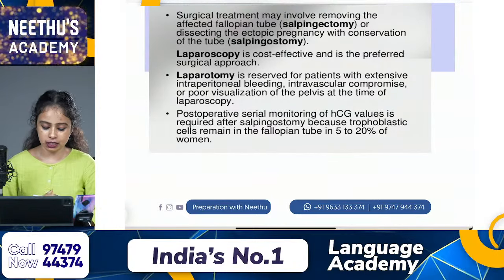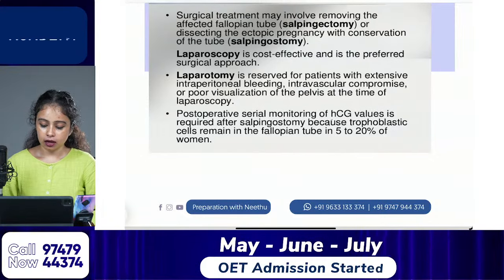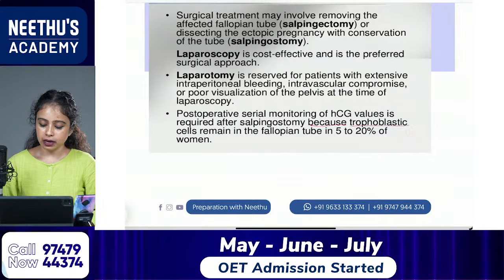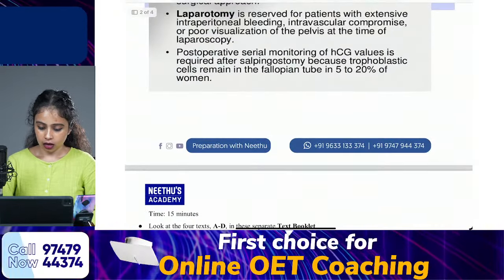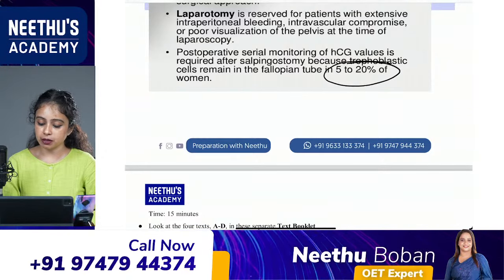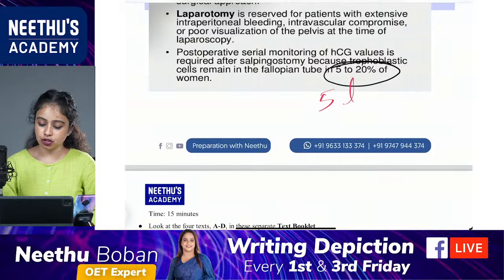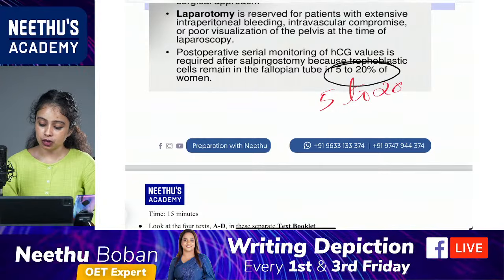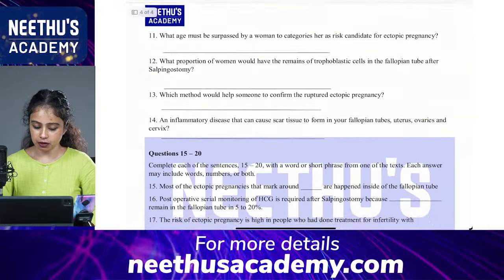So what about the next, the 12th one? See the last line. Trophoblastic cells remain in the fallopian tube in 15 to 20% of women. So what is the proportion mentioned here? It is 5 to 20%. So the answer should be 5 to 20% from text D.